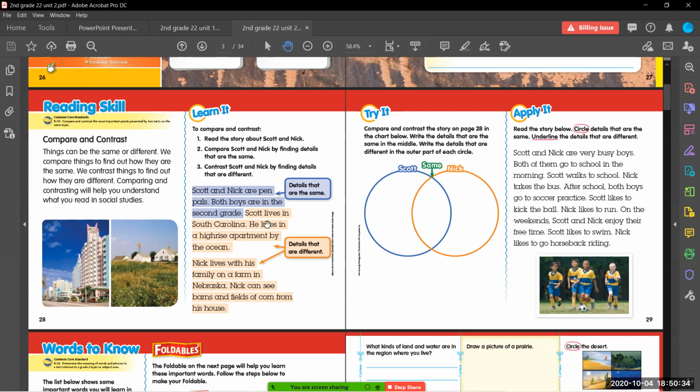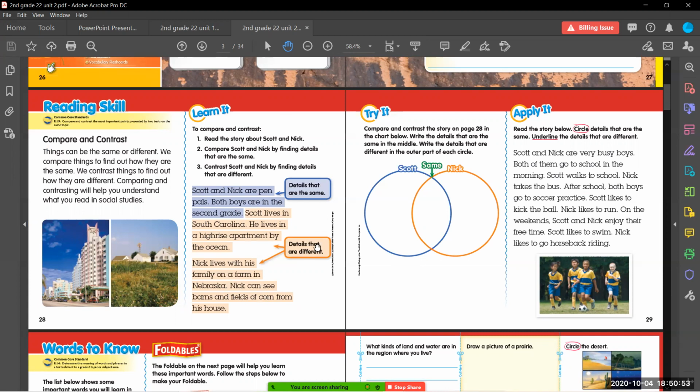So Scott and Nick are pen pals. Both boys are in the second grade. Scott lives in South Carolina. He lives in a high-rise apartment by the ocean. Right here. Nick lives with his family on a farm in Nebraska. Nick can see barns and fields of corn from his house. So this is where Nick lives.